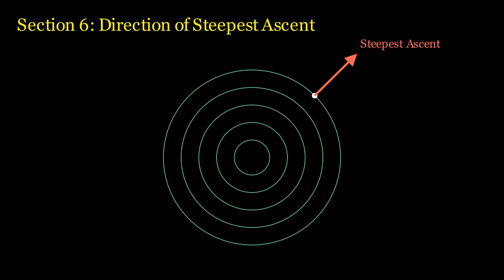Furthermore, the magnitude or length of this vector tells us exactly how steep that maximum ascent is. If you want to reach the peak as quickly as possible, simply follow the red arrow of the gradient. Section 7 explores real-world applications, most notably in machine learning and optimization. Why do we care about steepest ascents?